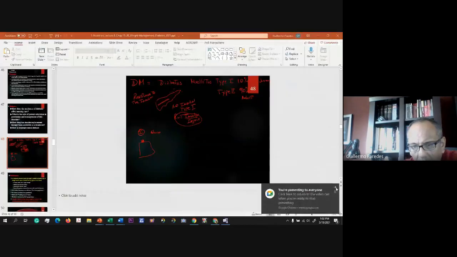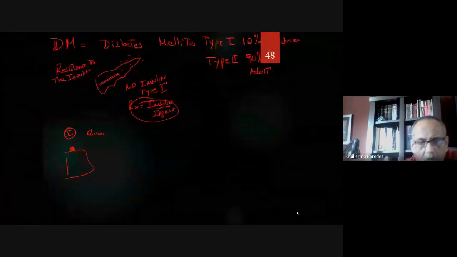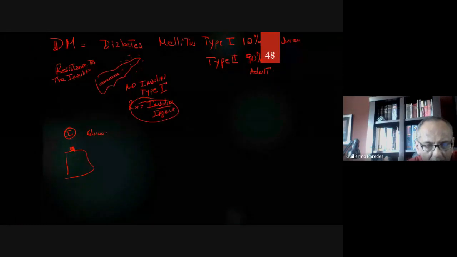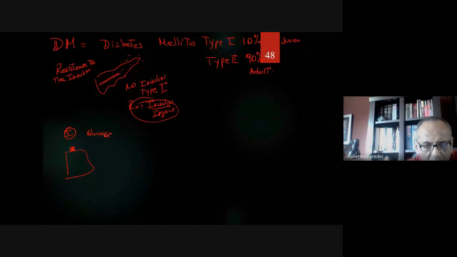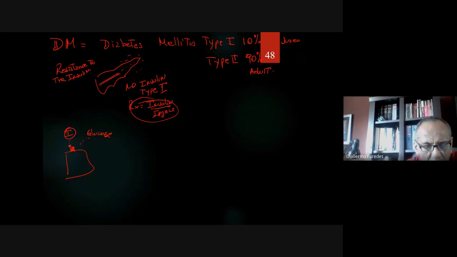All right, so let's continue. So the glucose is here. And what happened with the glucose? The glucose needs to get into the cell. So what is the insulin doing? The insulin is ringing the bell, ring, ring, ring the bell, and the doors are going to open for the glucose coming in. So insulin resistance means that the bell is not working. So nobody can open the door for the glucose. So the glucose starts to accumulate in the bloodstream, and that is going to cause hyperglycemia.